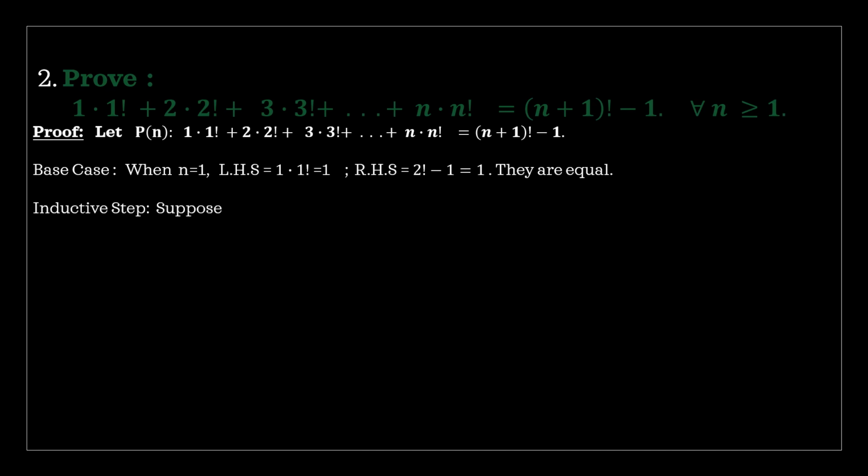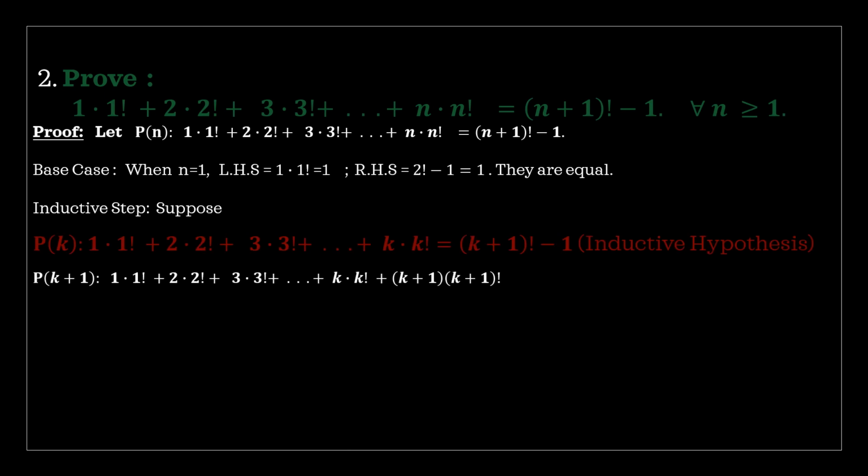The inductive step: we use the inductive hypothesis, that this is true when n is equal to k. Using that, we have to prove it for P of k plus 1. For P of k plus 1, the left hand side will be all that we have in P of k plus the last term, which is k plus 1 factorial. Using the hypothesis, the sum of the first k terms is k plus 1 factorial minus 1, plus the last term k plus 1 factorial.